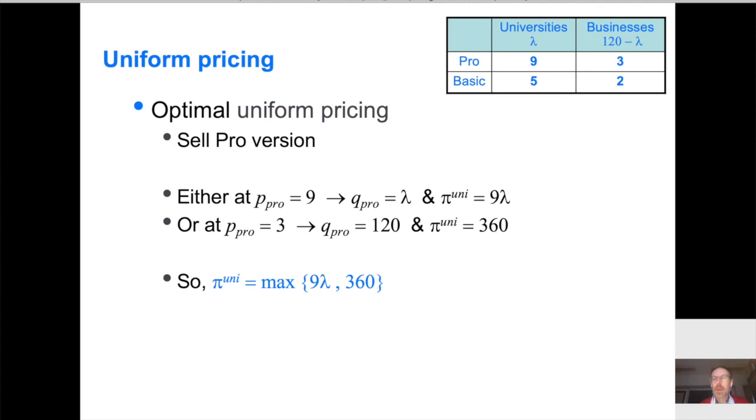Now, what is the best thing to do? Well, that depends on the value of lambda. If there are more than 40 universities, it's better to concentrate on them and just sell at a very high price and not serve the businesses. But if lambda is less than 40, then it's better to try and reach all the consumers with a low price. Okay, so keep in mind now that the profit under uniform price is the maximum between these two values, 9 lambda and 360. So we keep that somewhere. We will come back to this when we compare to other forms of pricing.